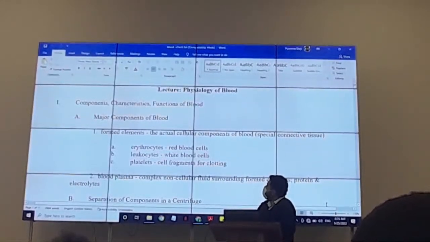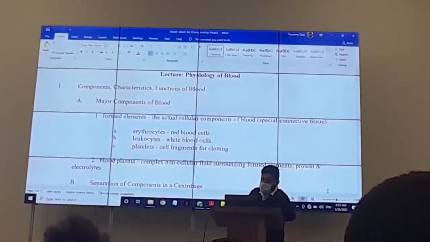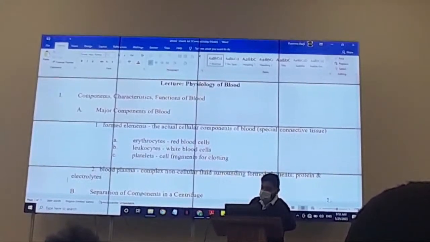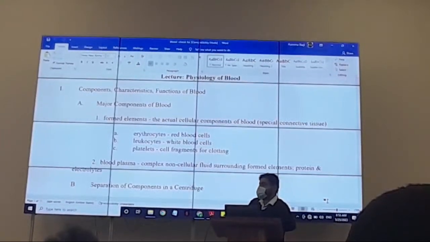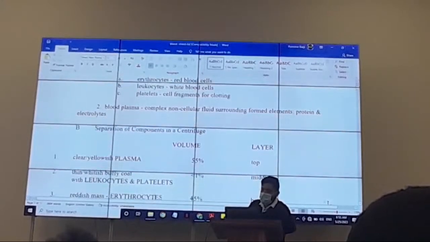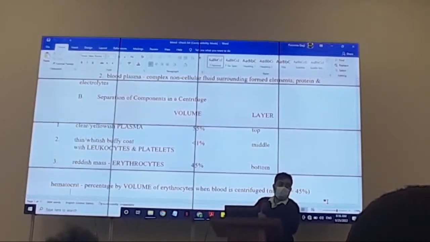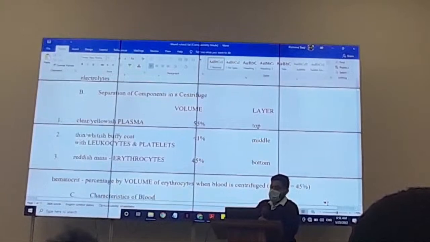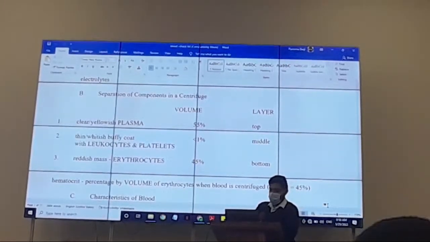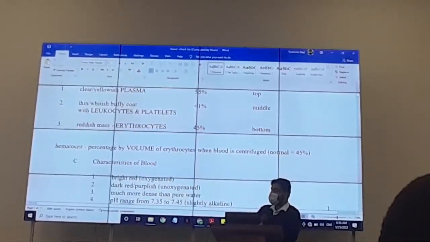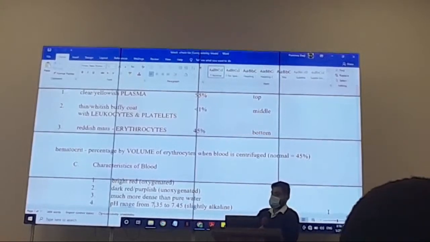Okay, so when we talk about blood physiology, remember we started by looking at the components of blood, characteristics, and the functions of blood. Remember, formed elements as well as plasma. We looked at what the formed elements are, how they are formed, what plasma is and what it is comprised of. Then if we put this blood in a centrifuge and split it, we have plasma, the buffy coat, and the red cell mass, and from there we can calculate the hematocrit. Hematocrit is the volume of blood occupied by red cells.